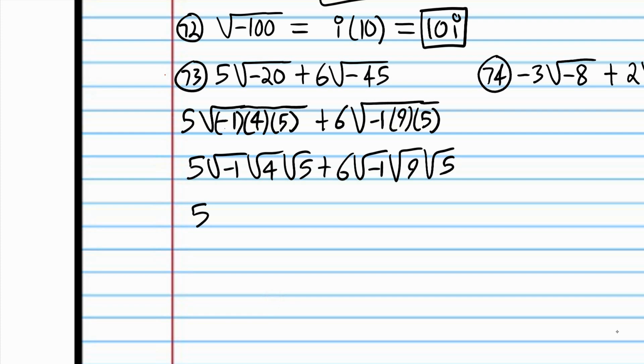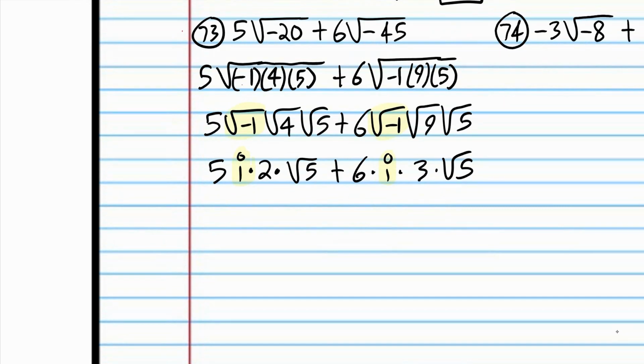So then we have root -1. That just becomes i. And root 4 becomes 2. And root 5, I guess I can write dots for multiplication. Root 5 you can't do anything with. And so again, the root -1 becomes i. Okay, so 2 times 5 is 10. Whoops. 6 times 3 is 18.